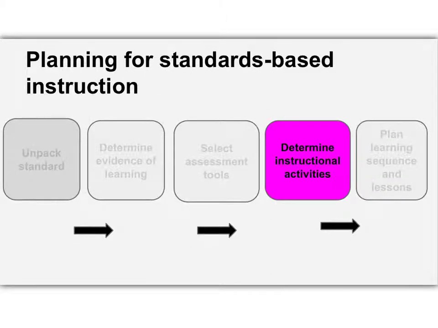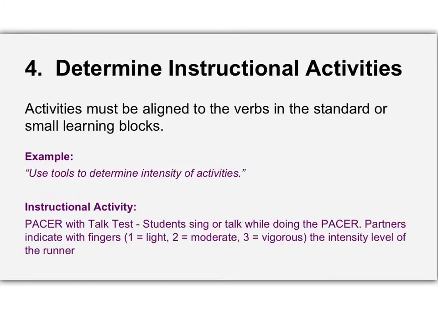Step 4, determine instructional activities. Again, there must be alignment to the verbs in the standard or small learning blocks. So for the instructional activity, if the small learning block says use tools to determine intensity of activities, that's exactly what students will be doing. They'll be using the pacer with the talk test. And with this activity, students sing or talk while doing the pacer, and their partners indicate with fingers the intensity level of the runner.